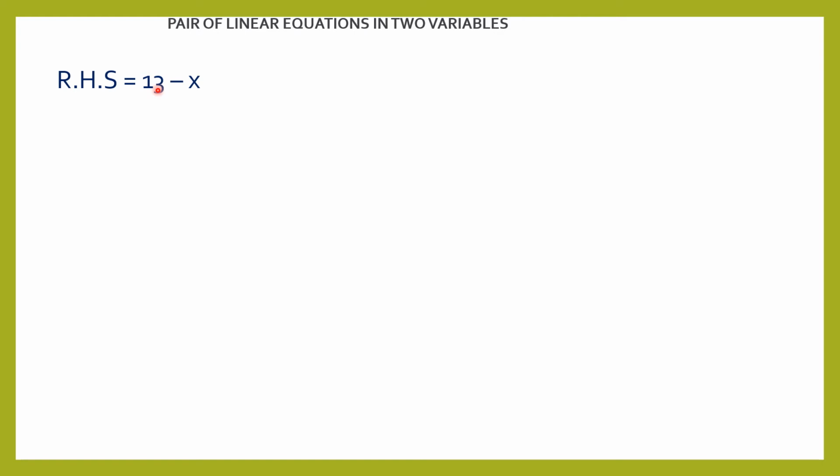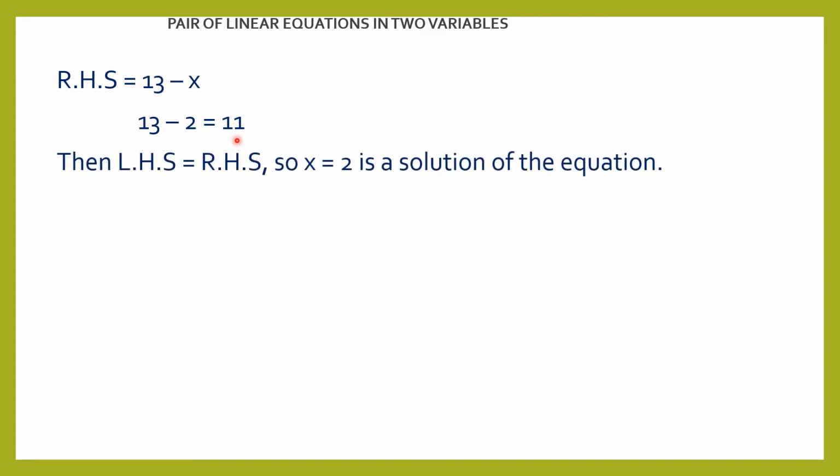Now RHS equals 13 minus x. 13 minus x means 2, so 13 minus 2 gives 11. So what is the value of LHS? 11. And RHS is also 11. Now what do you observe? LHS equals RHS. The left hand side value and right hand side value are equal. So x equals 2 is a solution of the given equation.